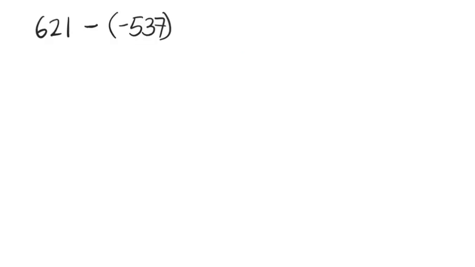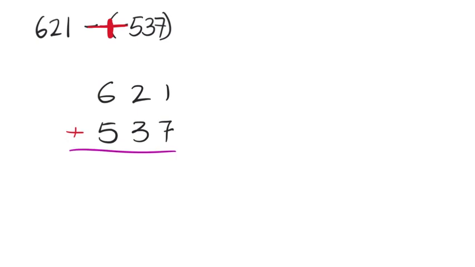So, just like the last one, it's minus a negative, so we're just going to change that to a positive. Really now we have two positives being added together, 621 and then 537, which now that we're adding them together, we should be able to solve.